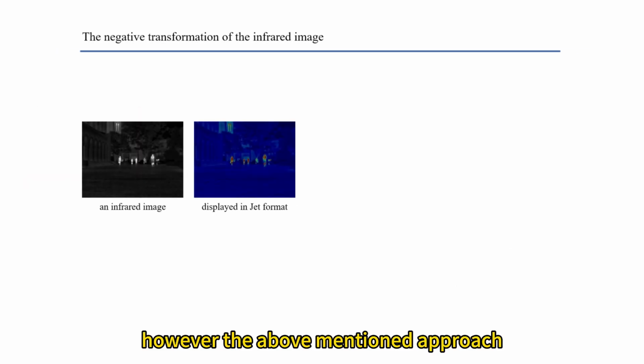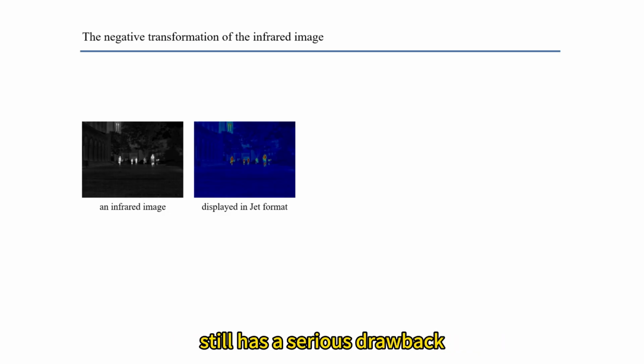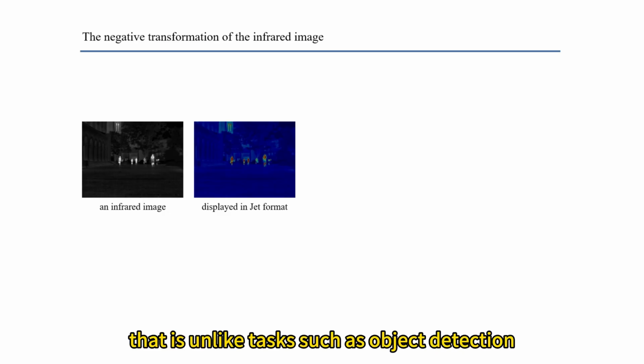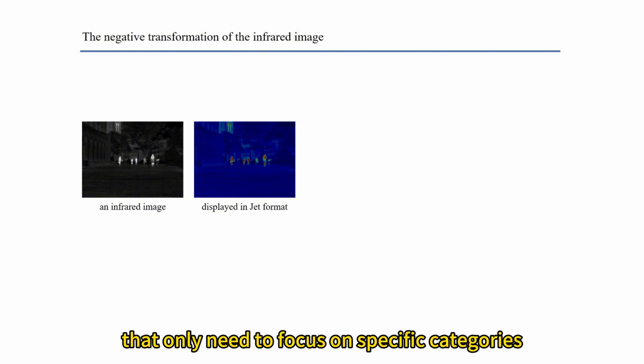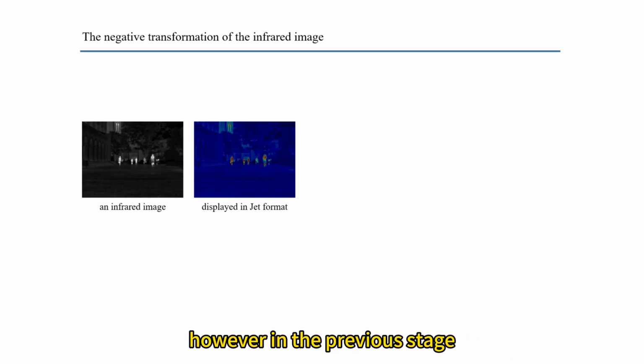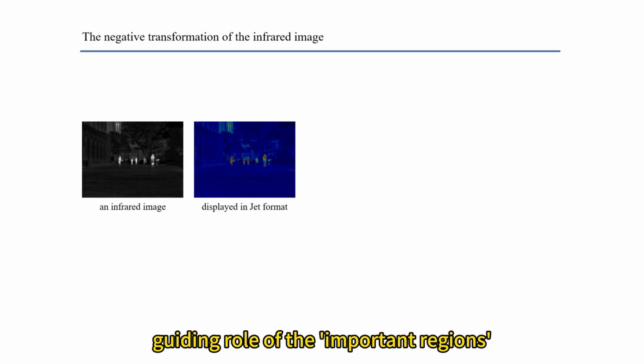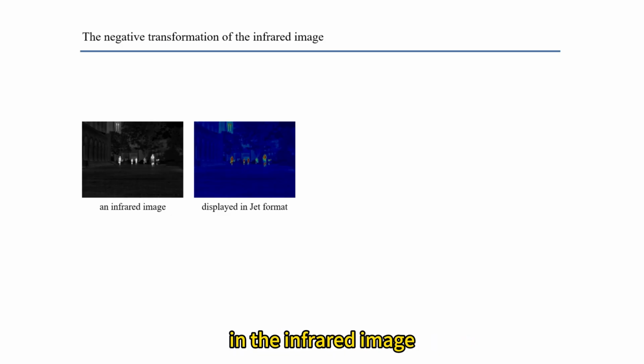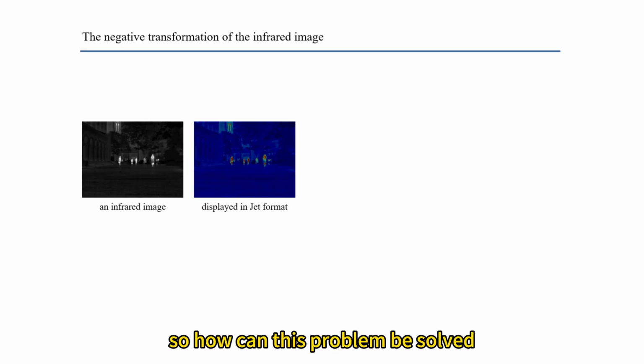However, the above-mentioned approach still has a serious drawback. That is, unlike tasks such as object detection that only need to focus on specific categories, image fusion needs to take into account every pixel. However, in the previous stage, we only considered the prior guiding role of the important regions in the infrared image, which is obviously incomplete. So how can this problem be solved?